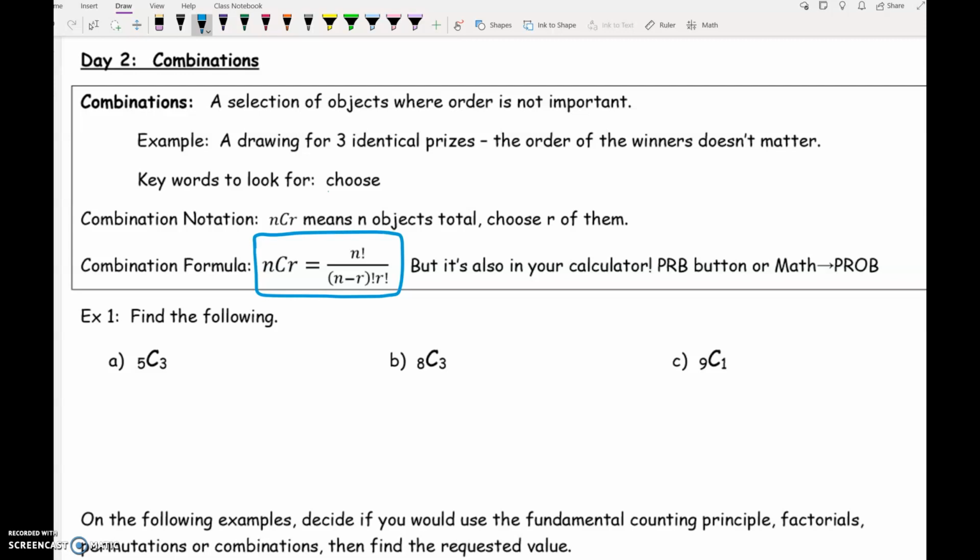Some keywords to look for are "choose." Remember with permutations, we were looking for "arrange" or "order." If you see the word choose, order usually doesn't matter, then it's a combination.